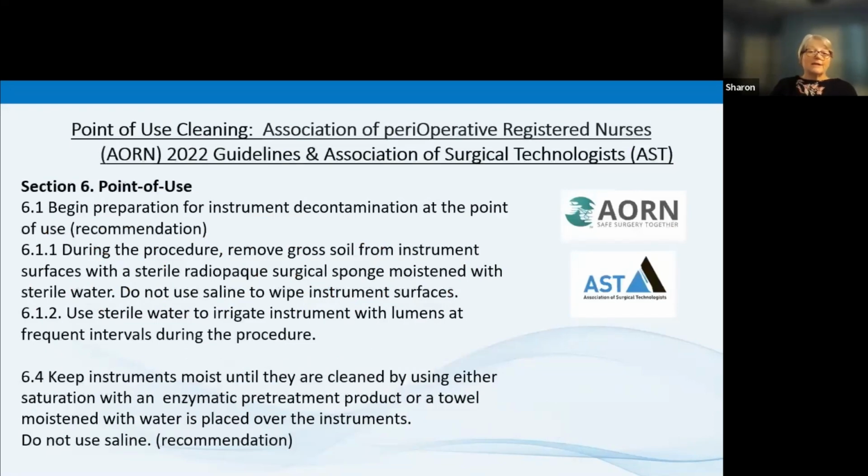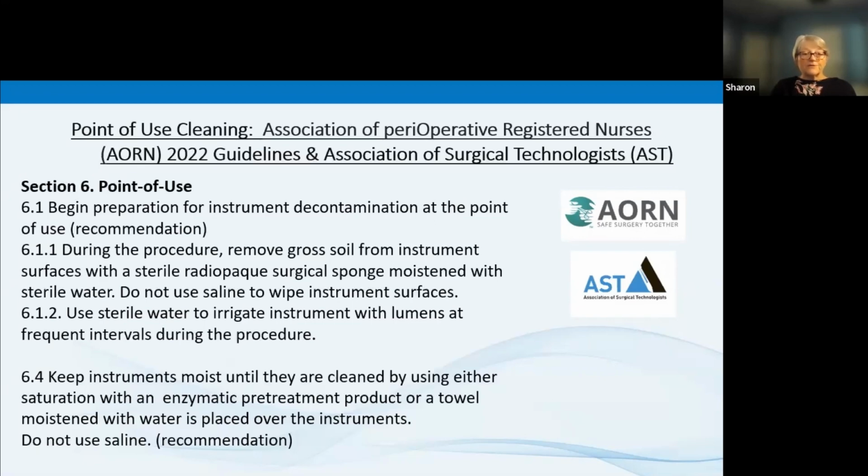Now, the AORN and the AST guidelines, AST is the Association of Surgical Technologists, their recommendations follow the AMI standard almost exactly. In 6.1, they say perioperative personnel should begin preparation for an instrument's decontamination at the point of use. 6.1.1, during the procedure, you should remove gross soil from the instrument surfaces. 6.1.2, irrigate instruments with cannulas or lumens at frequent intervals during the procedure.